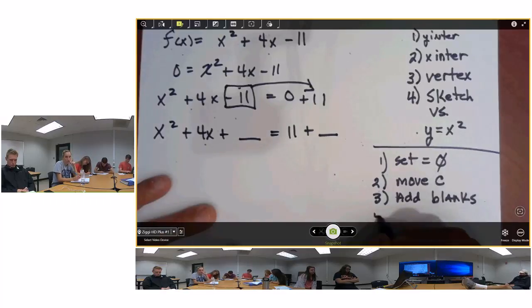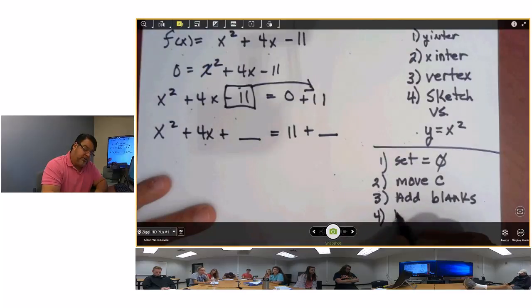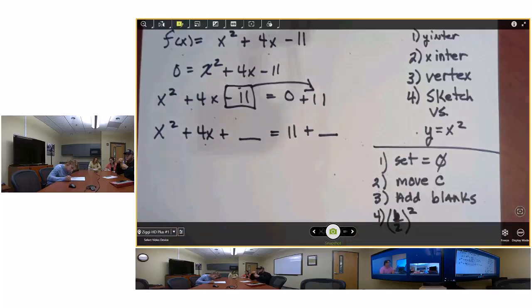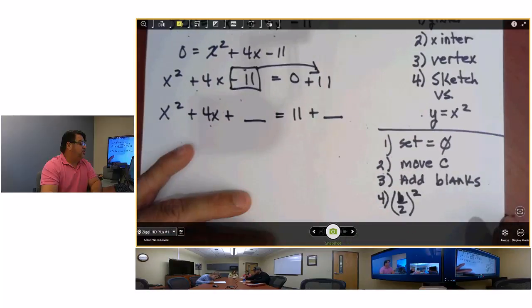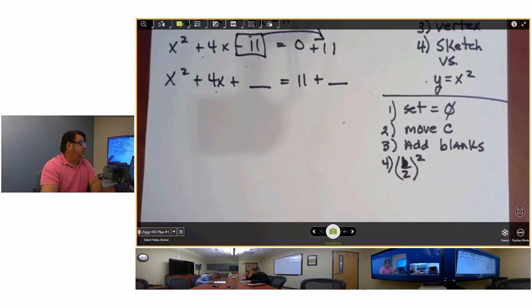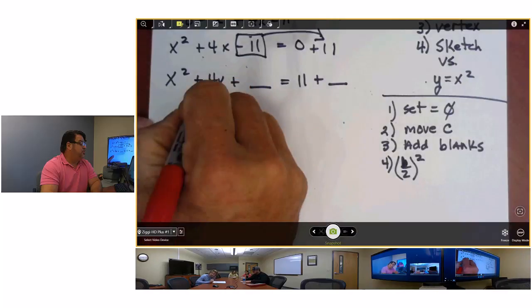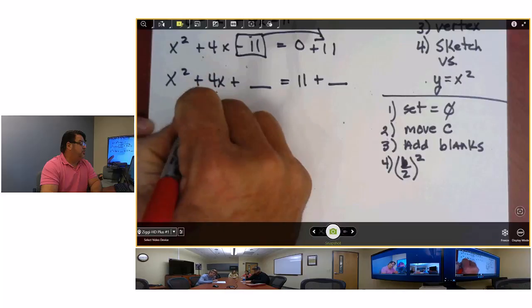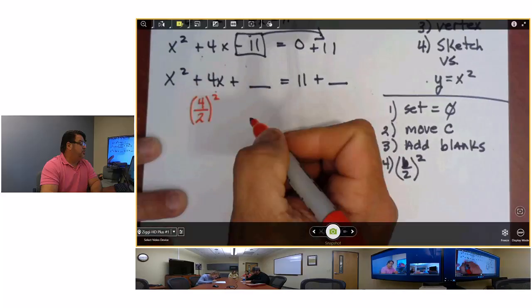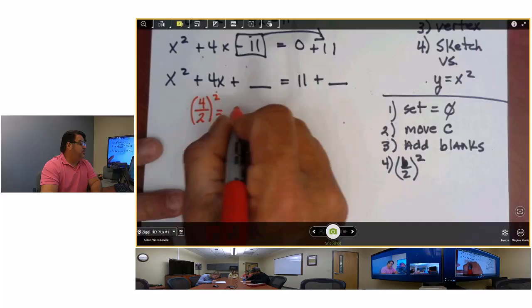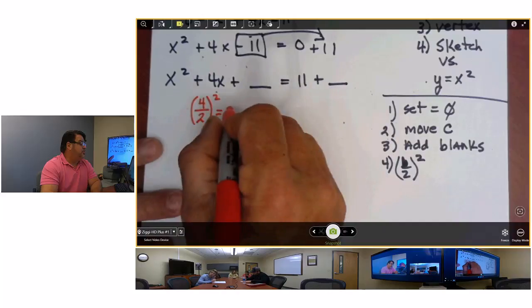B divided by 2 and square it. So in this case, 4, and I'm going to put this in red because this is the most important part, because if you don't do this right, you might as well not even do the rest of the problem. So 4 divided by 2 and square it. 4 divided by 2 is 2. 2 squared is 4.